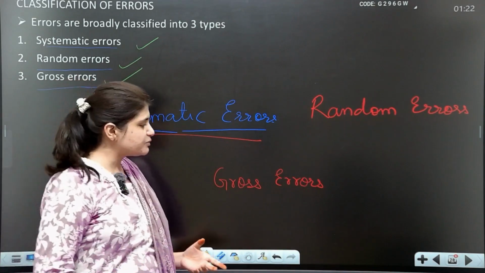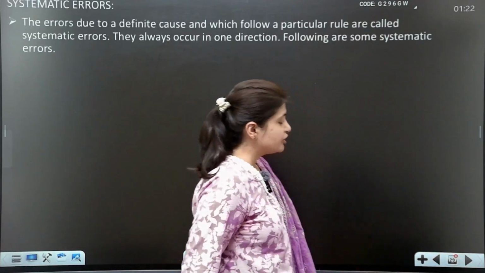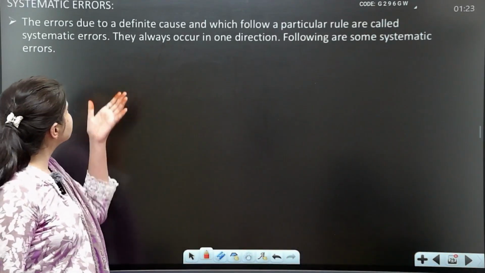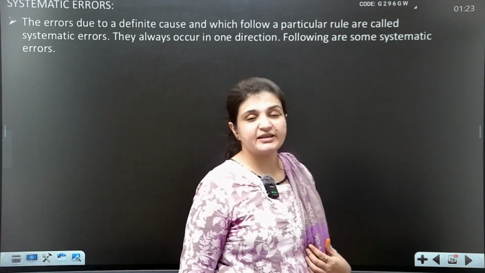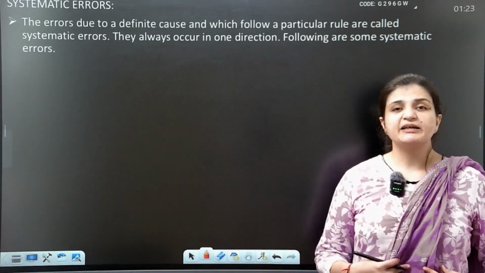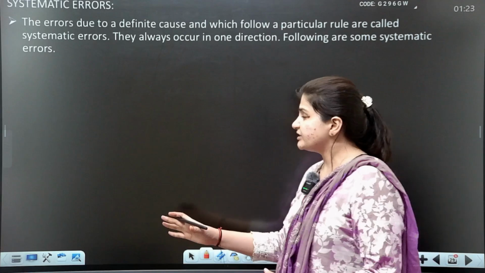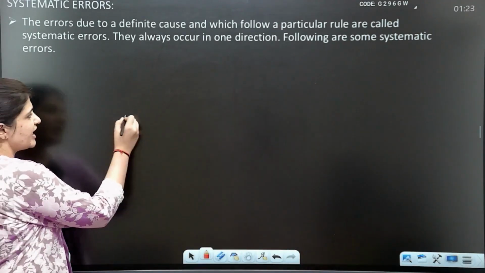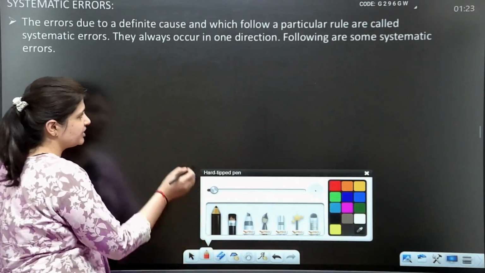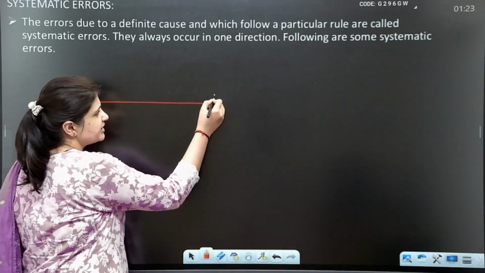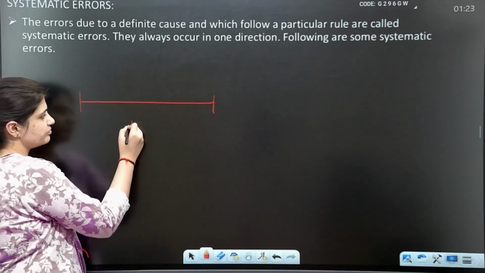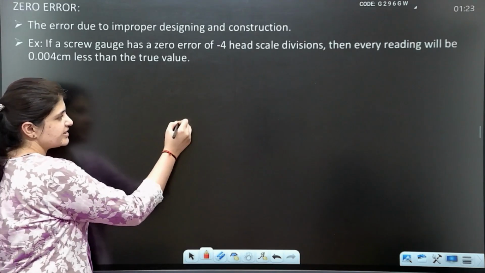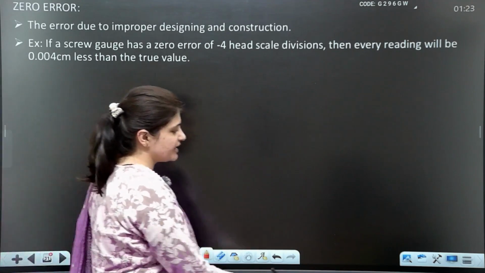What are these types of errors? So basically students, let's talk about the systematic error. What is systematic error? Let's consider we have a length of a wire. The length of the wire is considered as L dash.